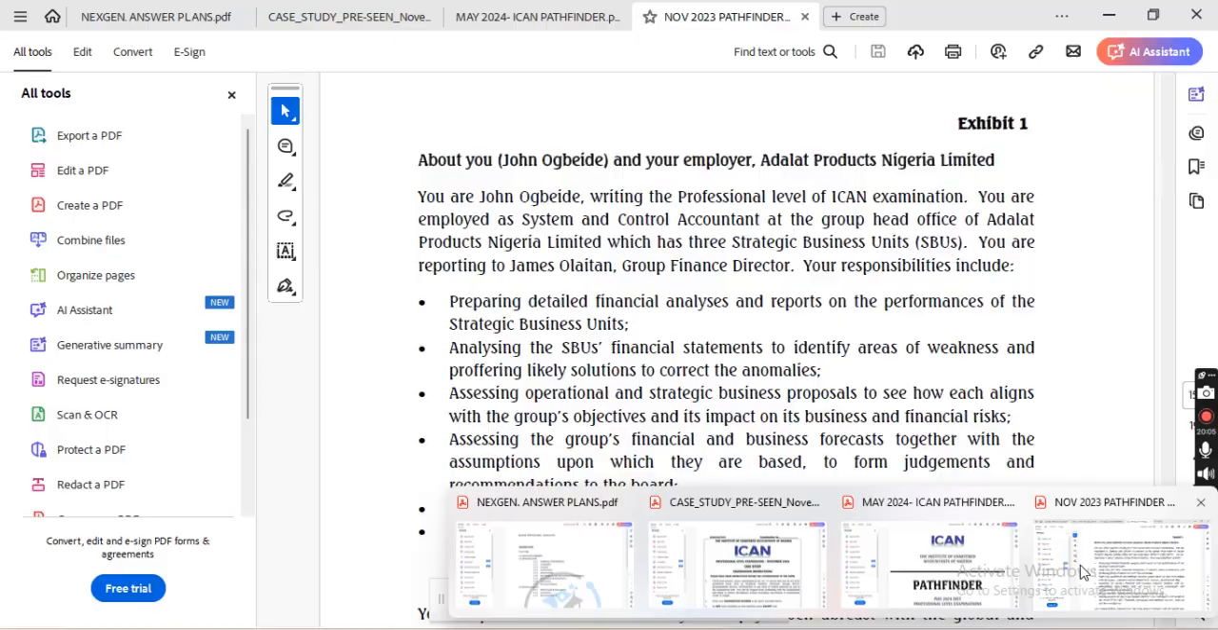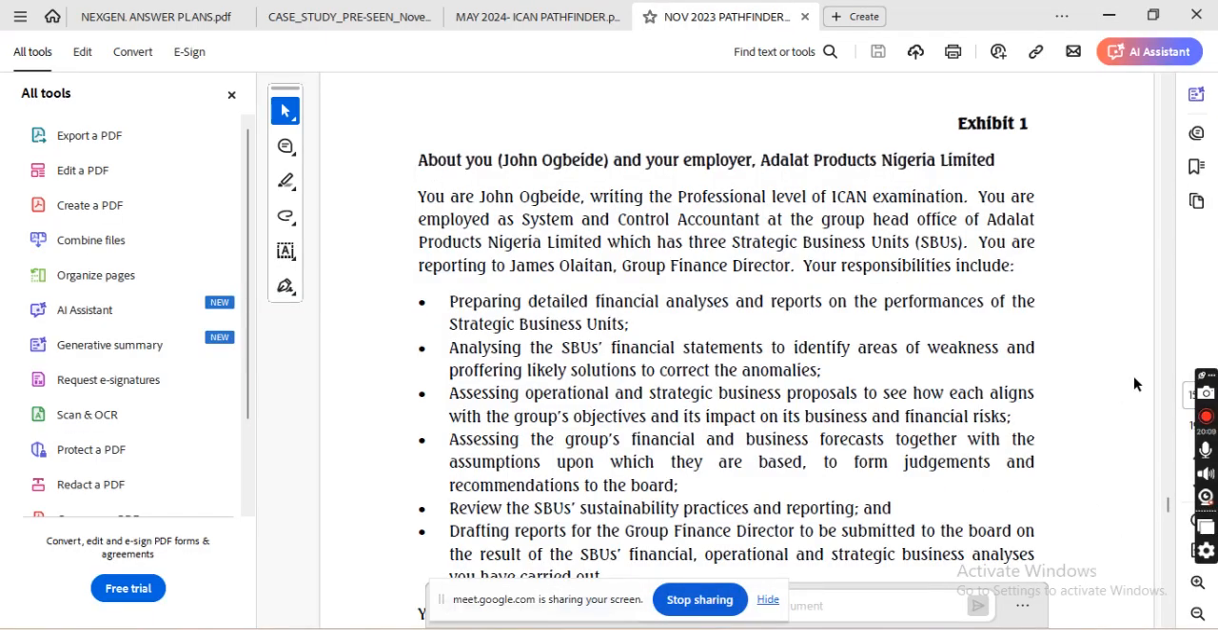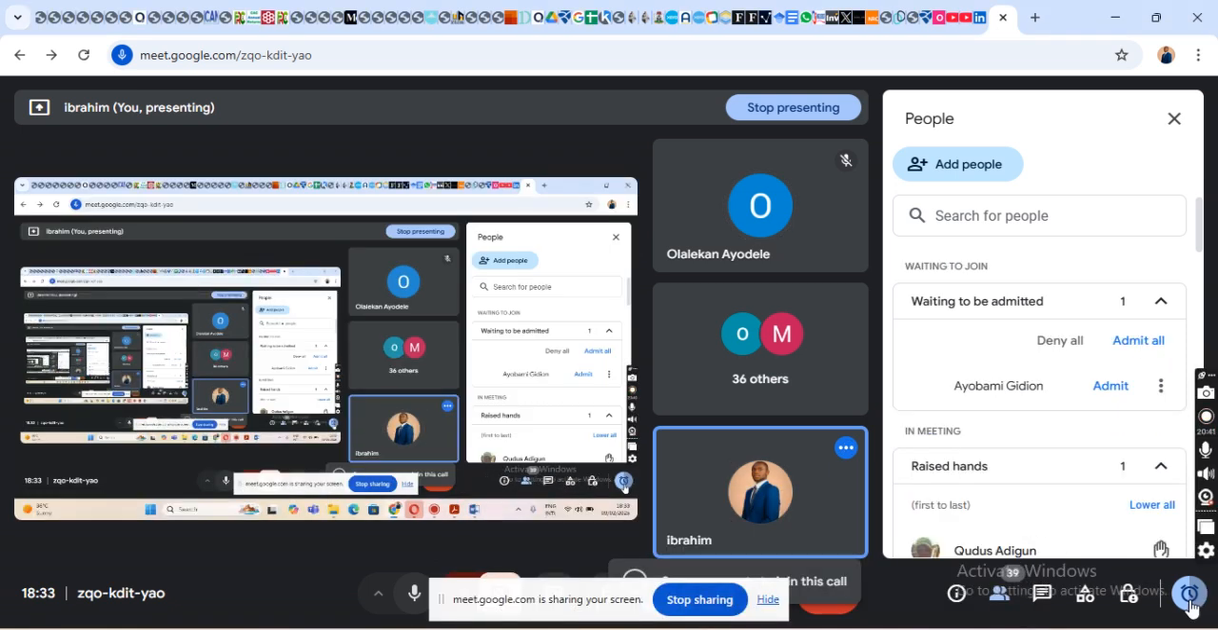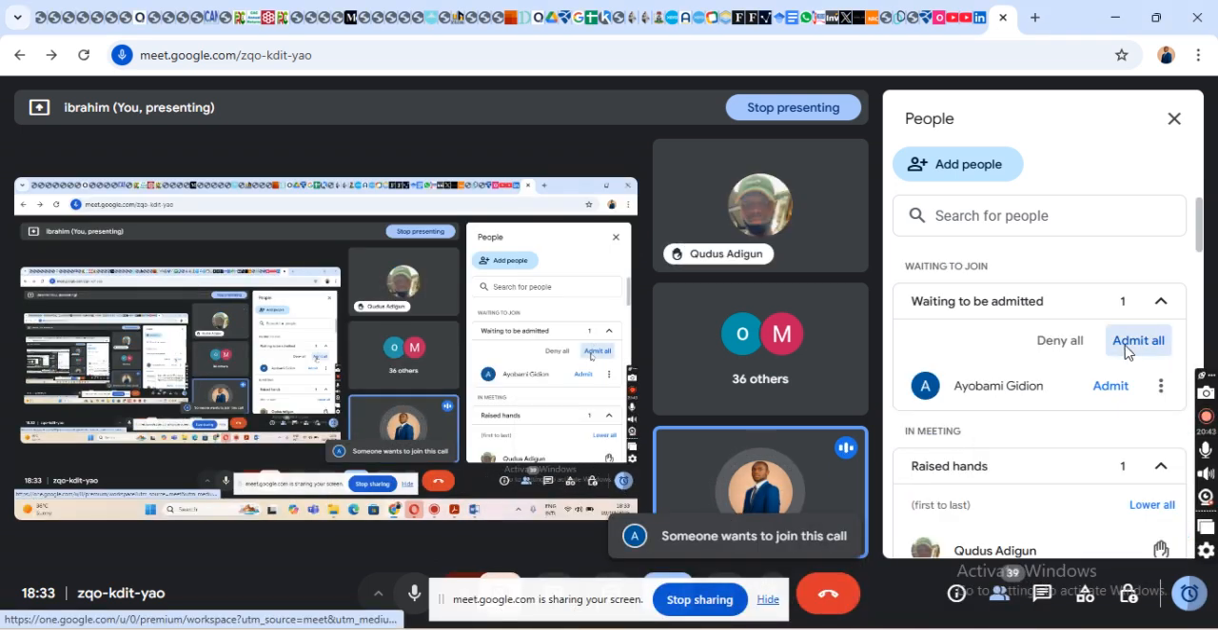Okay. So if we have identified this, since there is no question, as an internal report, 90% internal report, then you now go to examination or they will give you the unseen. Now, in the unseen, where will you not see your requirements? Don't forget that James is reporting to the group finance director, and James is being employed by Adalat Nigeria Limited. Okay, good.